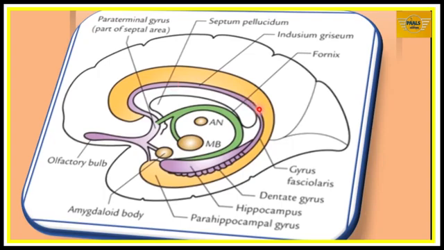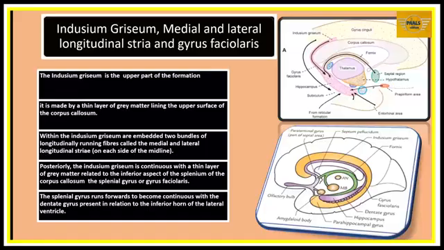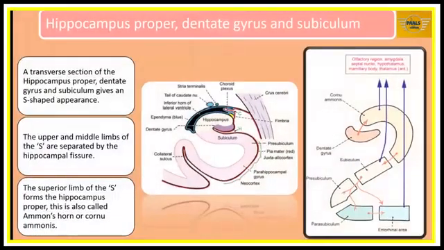When we trace the indicium griseum posteriorly, it will move towards the splenium of the corpus callosum, and there it will continue as the splenial gyrus or gyrus fasciolaris. This is the area we are referring to, gyrus fasciolaris. So we've seen the three smaller components of the hippocampal formation. We'll look at the next set of hippocampal formation. The structures we have there are the hippocampus proper, dentate gyrus, and subiculum.